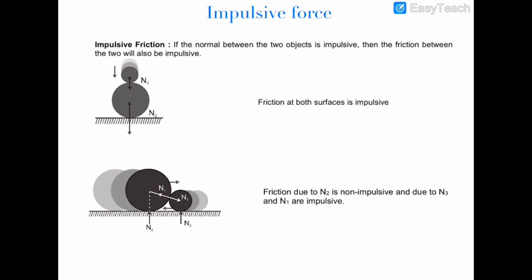But in the second case, when the collision occurs like that, this normal reaction would be impulsive. This normal reaction would be non-impulsive, which we have already discussed, and this normal reaction N1 would be impulsive. So the friction acting between these two surfaces would be impulsive. The friction acting at this surface would be impulsive, but the friction acting at this surface would be non-impulsive.